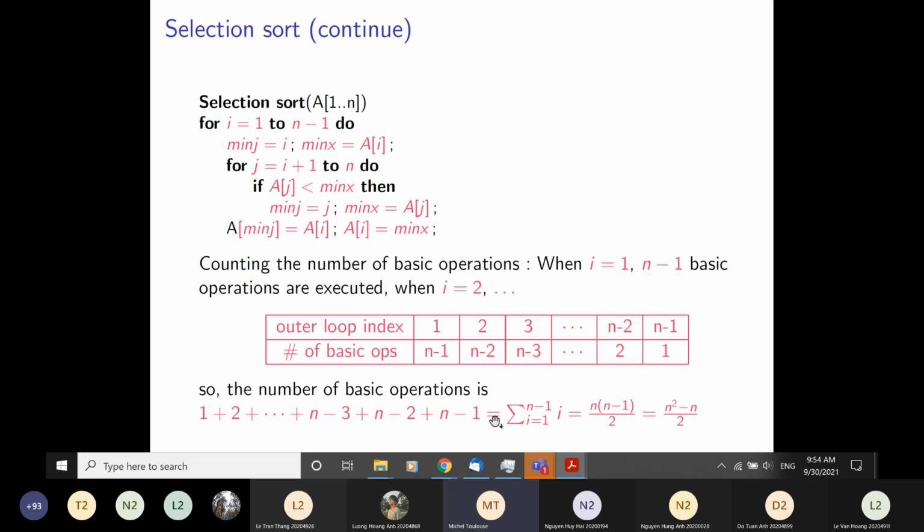And this is the summation, i equal 1 to n minus 1, of i, and the closed form of this summation is n times n minus 1 over 2, so it is n squared minus n over 2. This is the number of times this basic operation is executed.